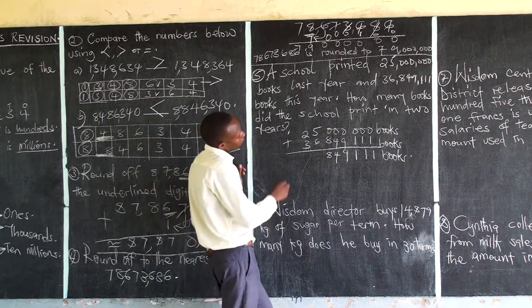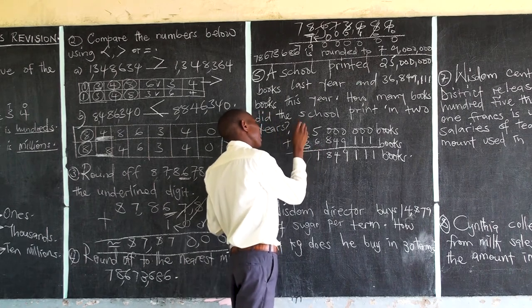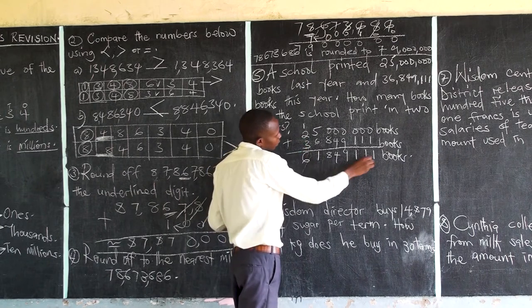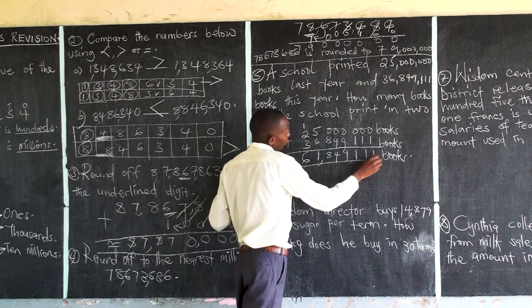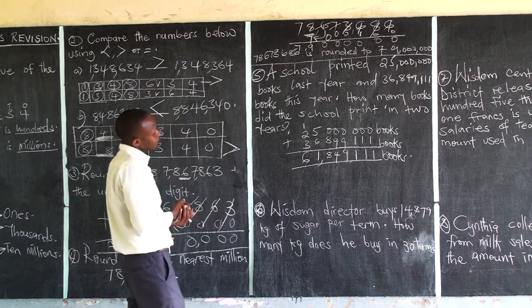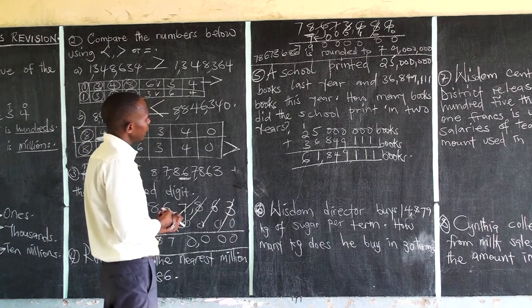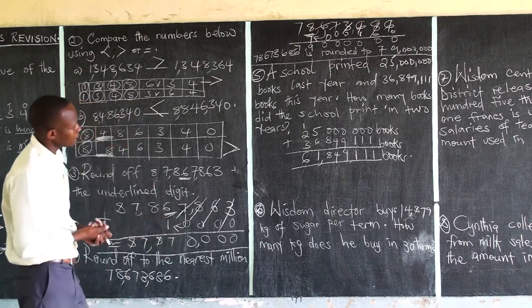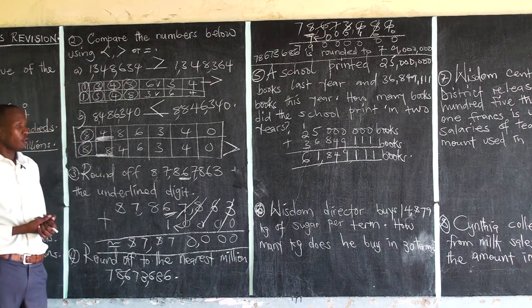Then we shall say 5 plus 6 will give us 11. 11, I will write 1 and regroup 1. 1 plus 2, that's 3. 3 plus 3, that is 6. Then from there I will put the commas. Then I will say, the school printed 61,849,111 books in 2 years. That is the number of books which were printed out by the school.